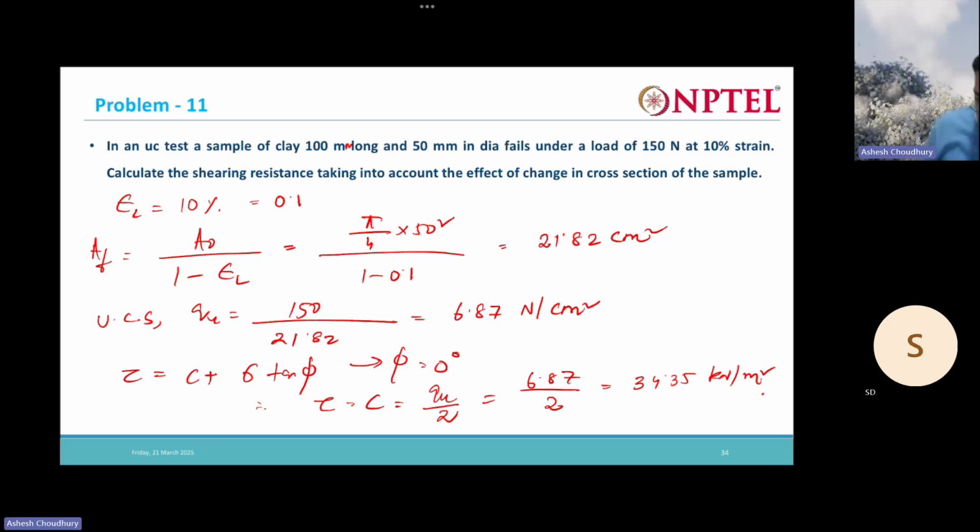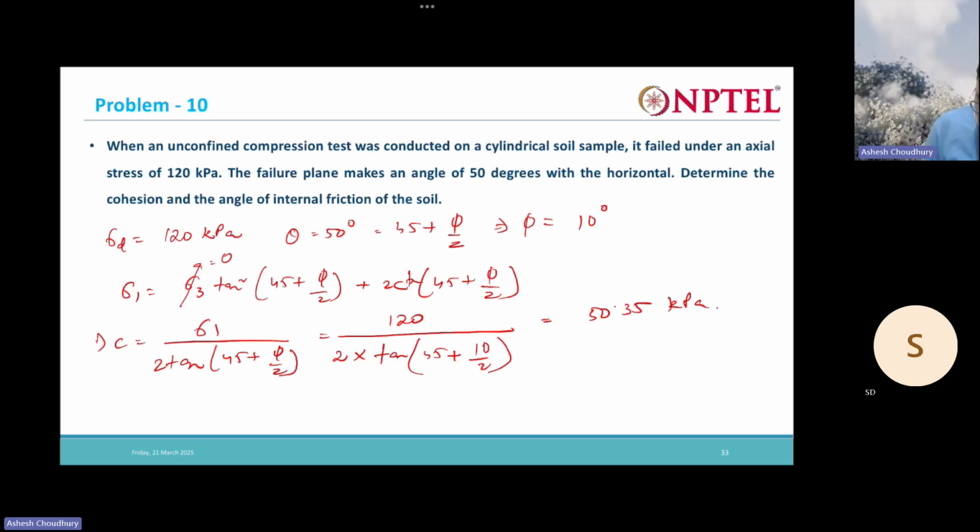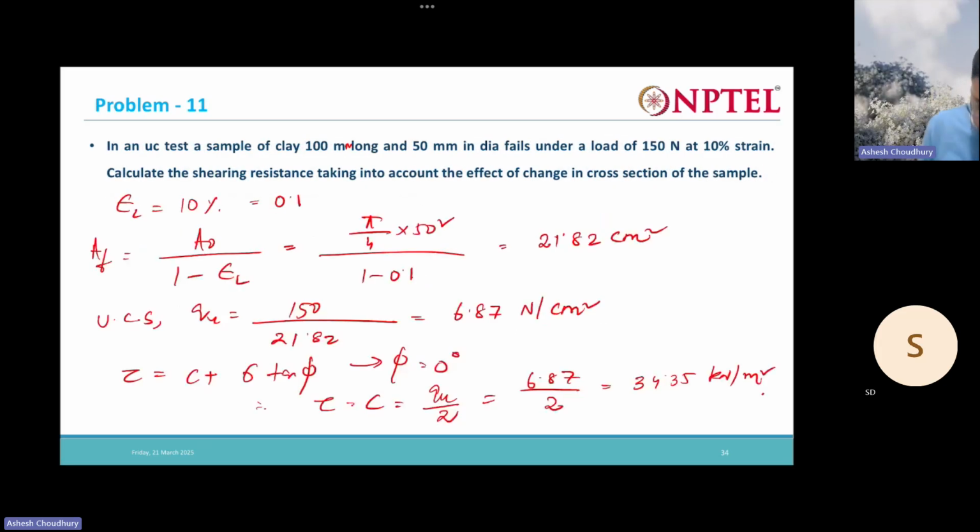Right. So c is qu by 2, from where? We got it from that equation only, right? From this basic equation only. So phi is 0, so sigma 1 by 2, sigma 1 is nothing but qu, so qu by 2. Okay, understood, right?